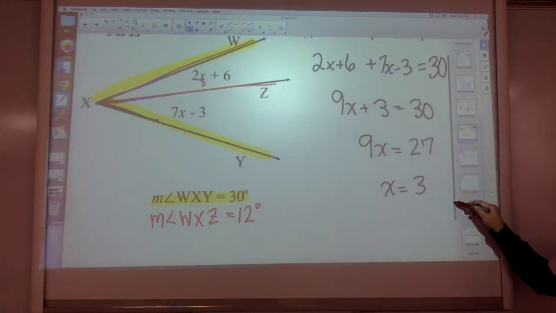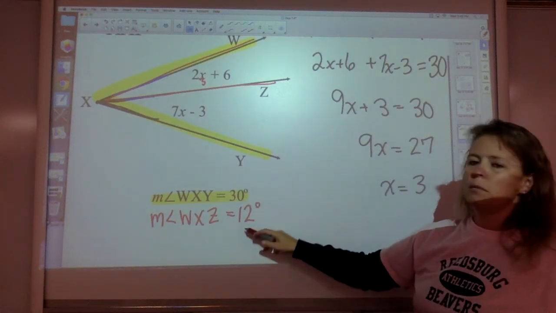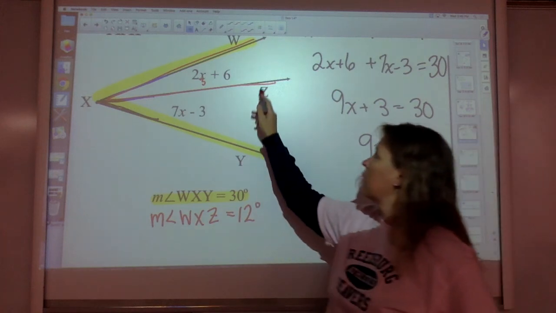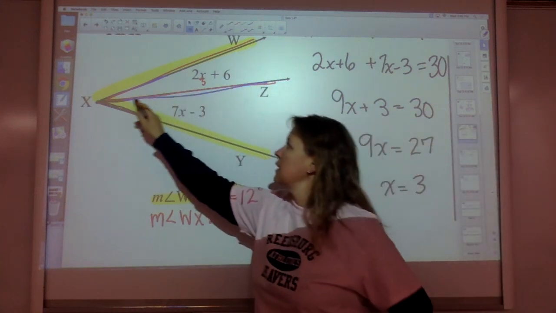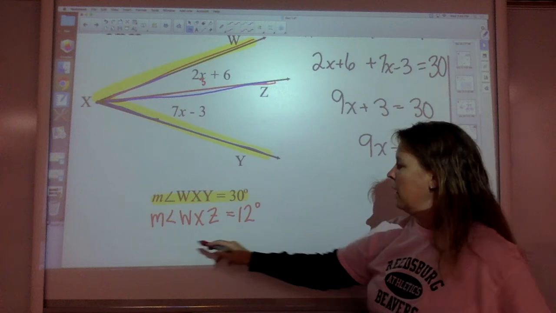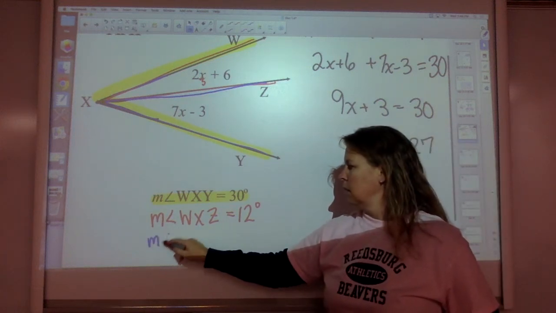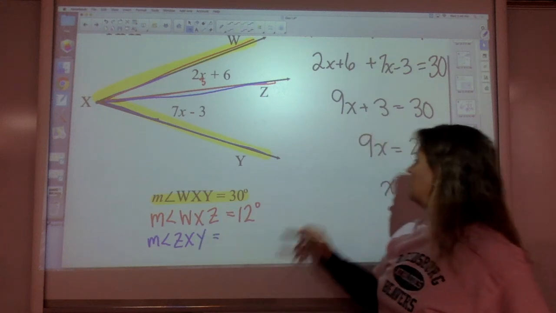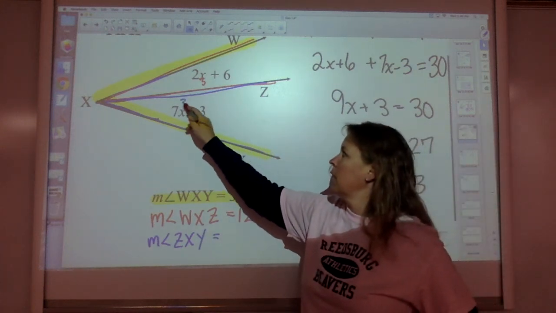If I want the measure of the medium angle, I'm not going to subtract these, because if you got this one wrong, you're automatically going to get this one wrong. If you want the measure of angle ZXY, you will write measure of angle ZXY. Take that 3, plug it in right here.